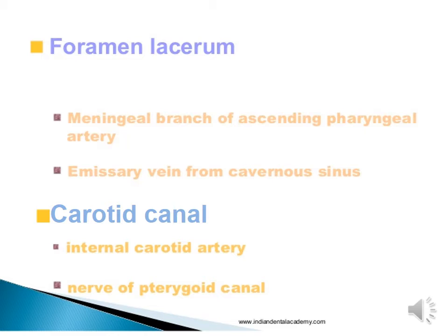Another structure we have is the carotid canal. Its location is between the body of the sphenoid bone and the greater wing of the sphenoid bone. It transmits the internal carotid artery and the nerve of the pterygoid canal.